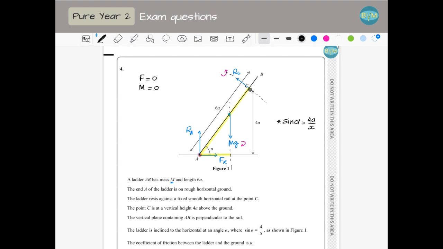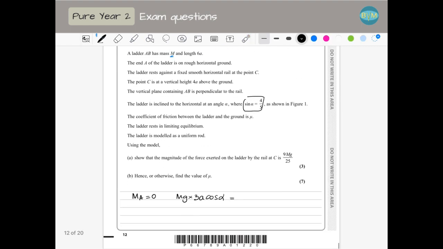And I know sine alpha is 4/5. They give it to me, yeah? So it's here, 4/5. So I know that x is going to be 4a divided by 4/5. So it's going to be 5a. Sorry, 5a. So this distance here is 5a. So the moment is going to be RC times 5a.